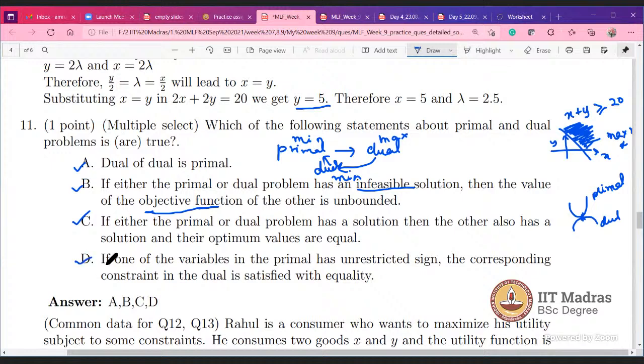And the fourth one is if one of the variables in the primal has unrestricted sign, the constraint in dual is satisfied with equality.